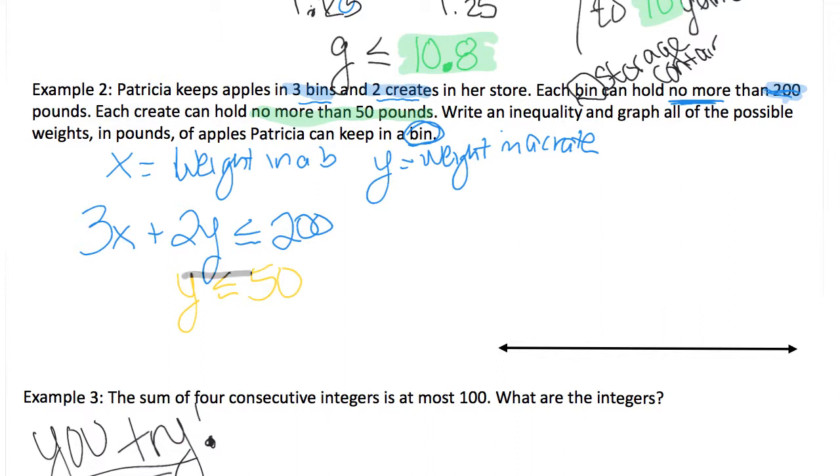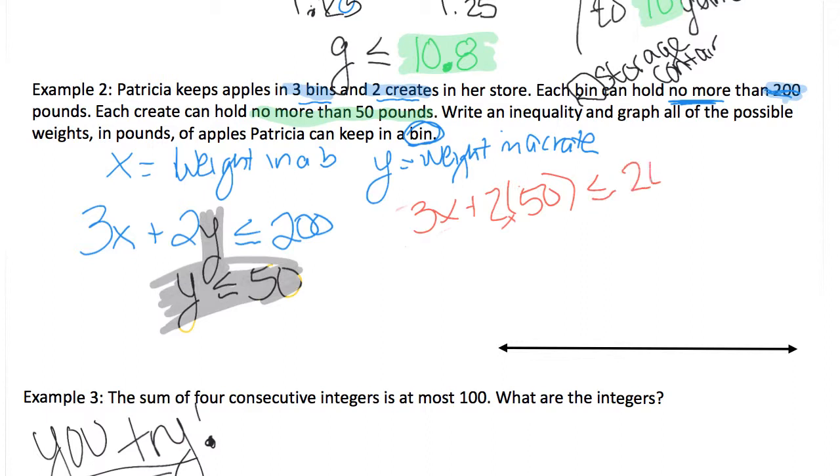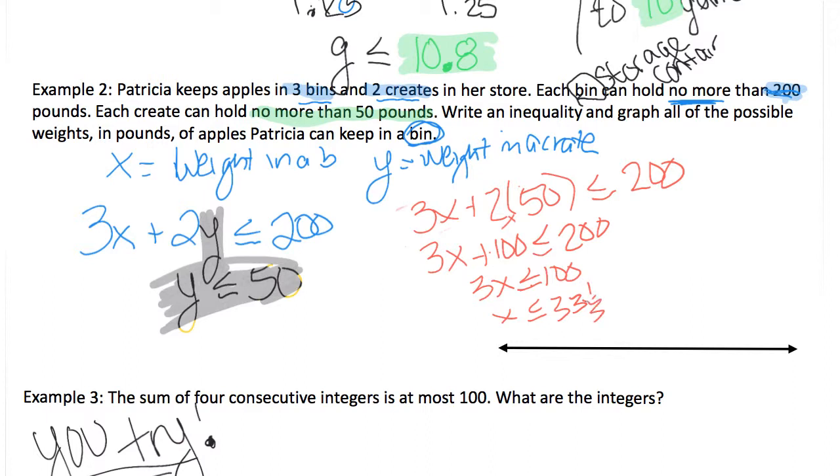With this y equals 50 here, we can plug that 50 in where we see y up here. So we're going to get 3x plus 2 times 50, I'm writing this all wrong, I'm sorry, 2 times 50, is less than or equal to 200. And now we can solve, right? This is 3x plus 100 is less than or equal to 200. 3x is less than or equal to 100. So x is less than or equal to 33 1/3.